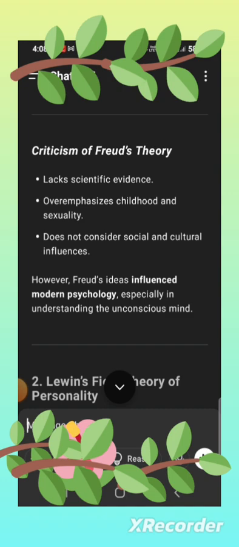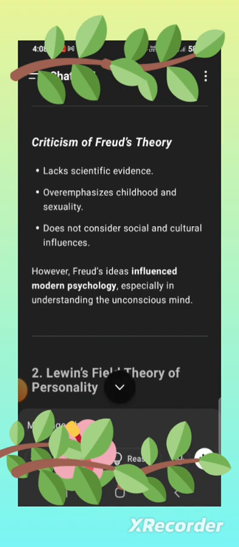Strengths and weaknesses of Freud's theory. Strength: the first theory to emphasize the unconscious mind, it influenced modern psychotherapy. Example: psychoanalysis highlights the role of childhood in personality development. Weakness: it lacks scientific evidence, being based on case studies, overemphasizes sexuality and childhood trauma, and ignores cultural and social influences on personality.